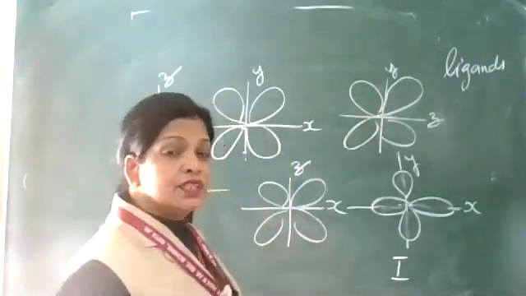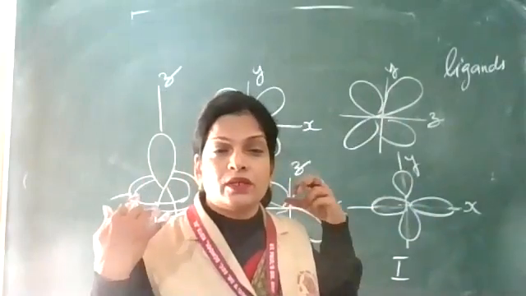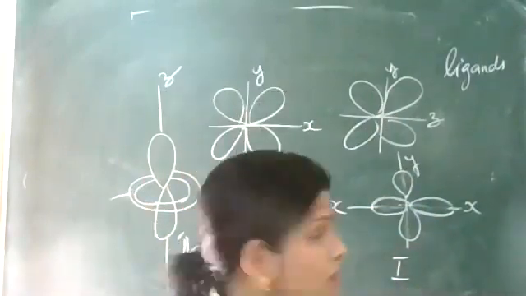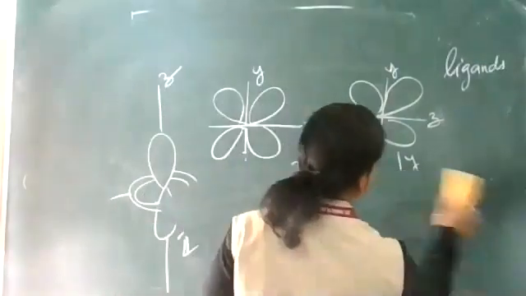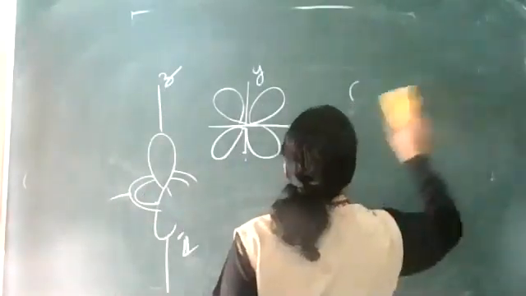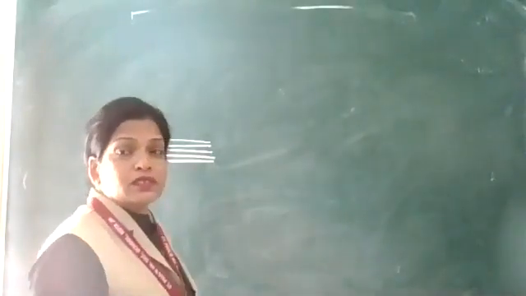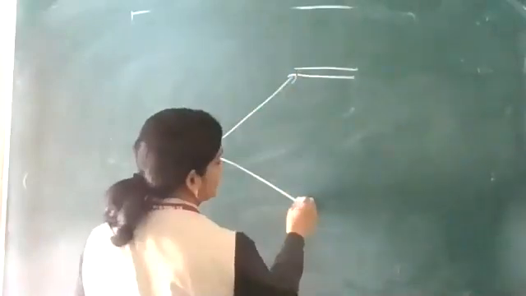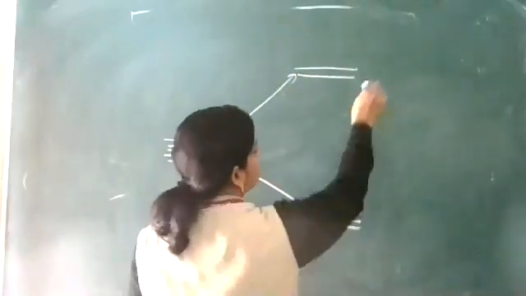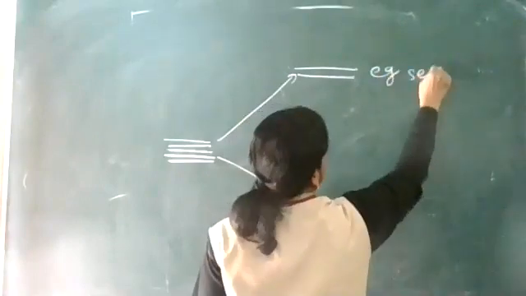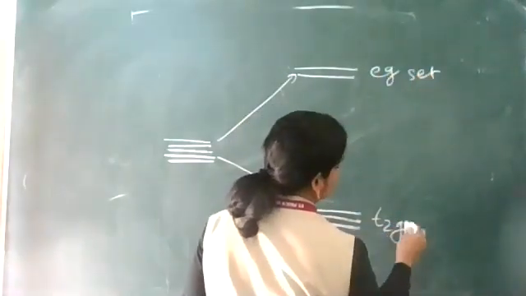So these degenerate orbitals now lose their degeneracy. Degenerate orbitals means all these five orbitals had the same energy. Now the degeneracy is lost: 2 are under repulsion and have higher energy, and 3 have lower energy. Here we call the higher set eg. This is t2g.